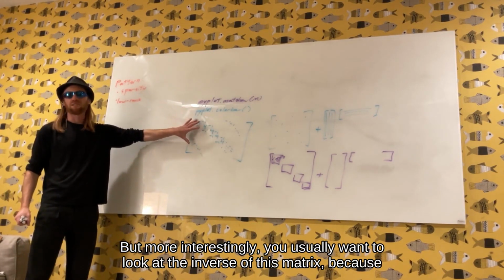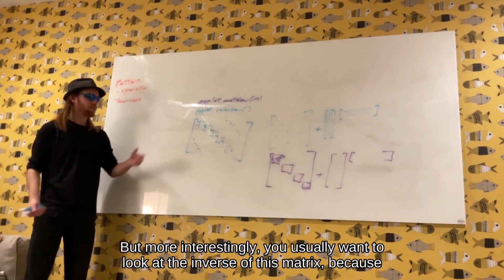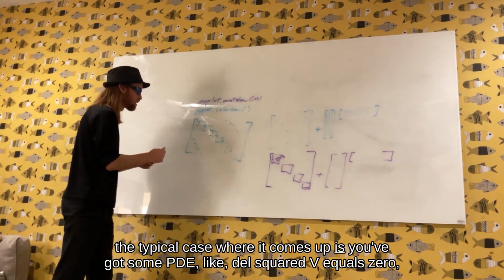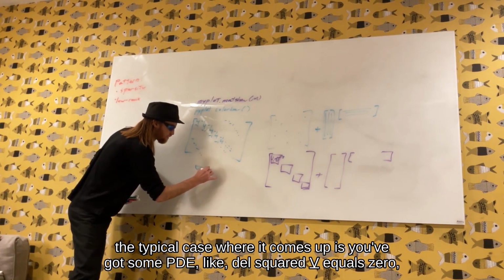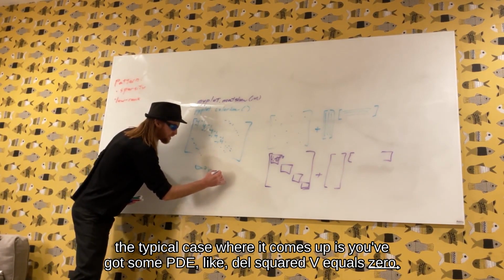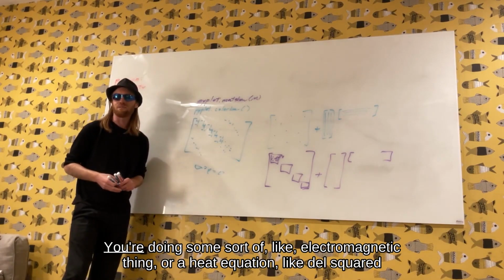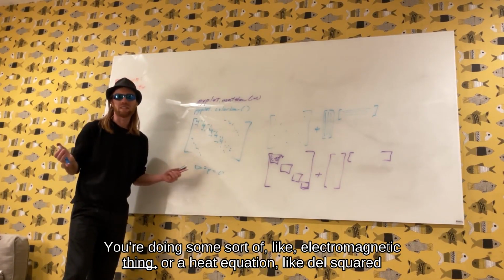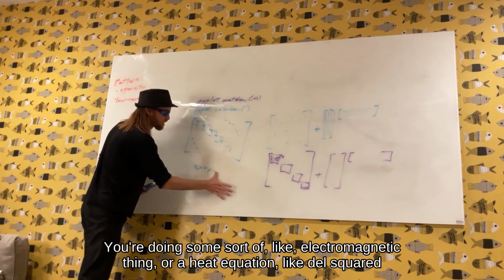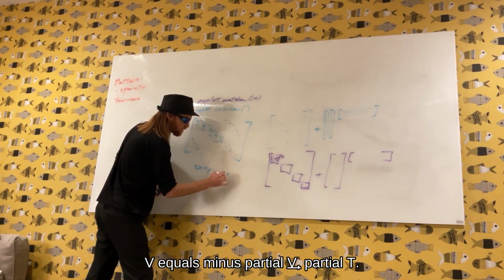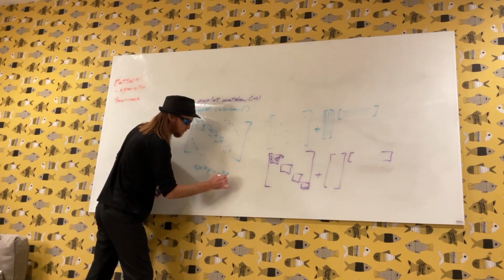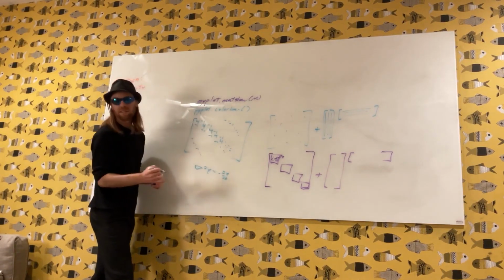But more interestingly, you usually want to look at the inverse of this matrix, because the typical case where it comes up is you've got some PDE, like del squared phi equals 0, for instance. Doing some sort of electromagnetic thing, or a heat equation like del squared phi equals minus partial phi partial t. Is there a minus sign there?